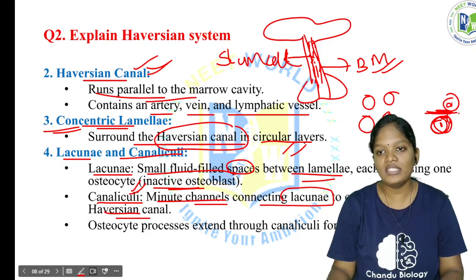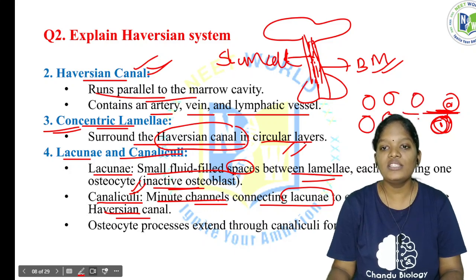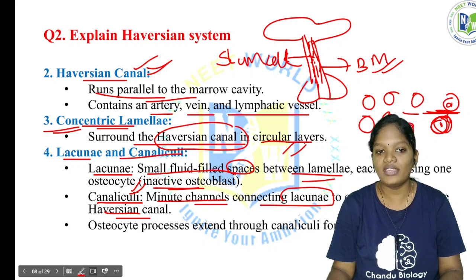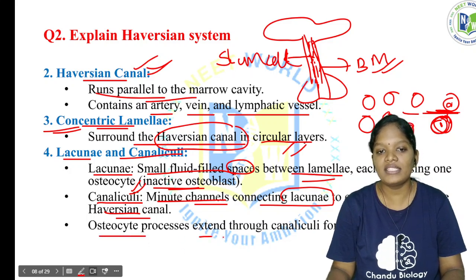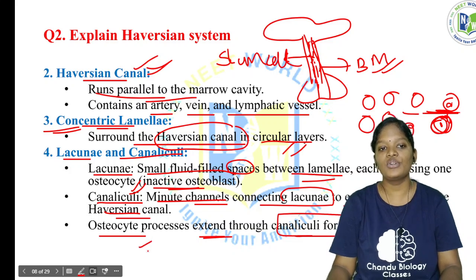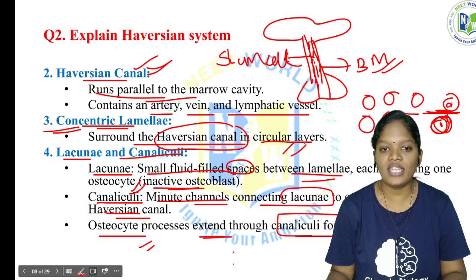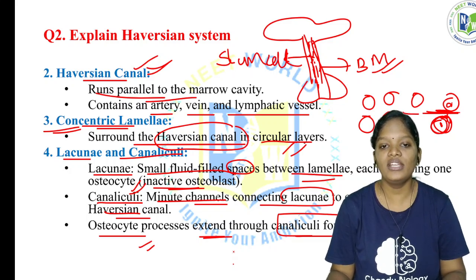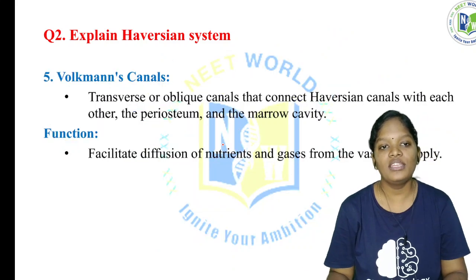So this is the fluid filled space, which we technically call a lacunae. All the lacunae are connected to each other and to the Haversian canal with the help of these canaliculi. Osteocytes extend processes through the canaliculi for nutrient exchange. Definitely this osteocyte needs nutrients. Even though it is inactive, it is not dead, it is alive, so it needs nutrients.